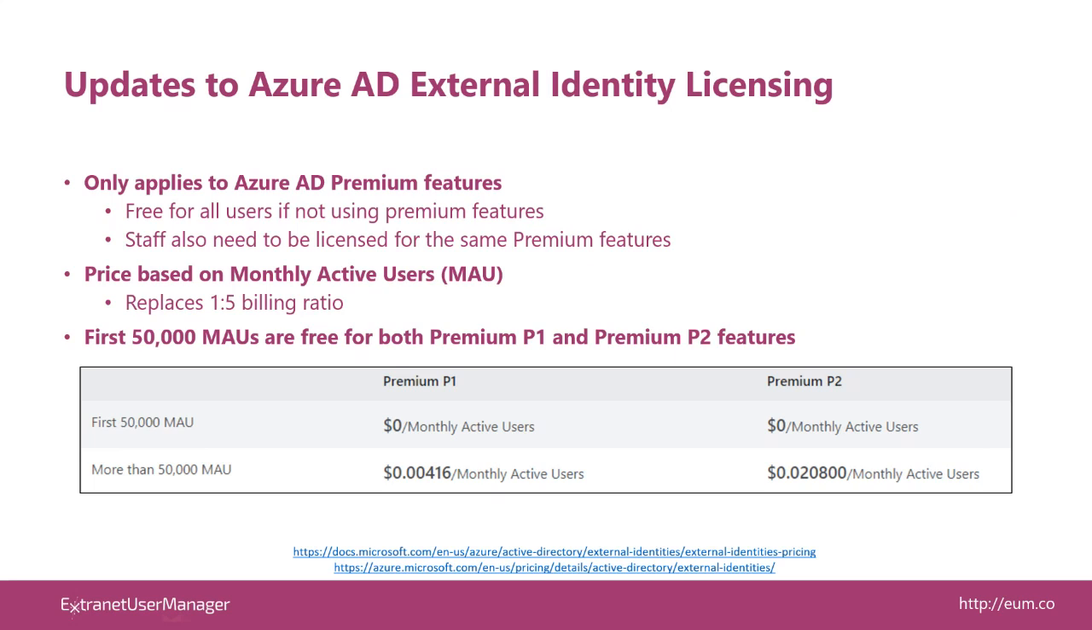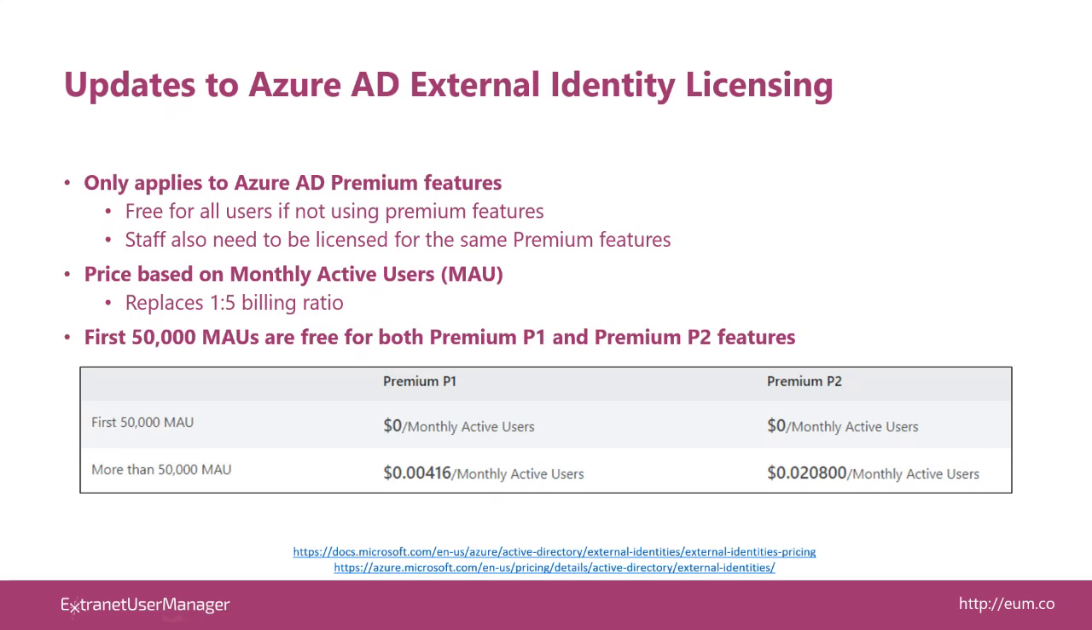And there used to be what was called a 1-to-5 billing ratio. So if I licensed 100 staff for Azure AD Premium Plan 1, I could have 500 external users also use those features. They got rid of that and they said, you know what, let's keep it really simple in this case. So kudos to Microsoft for simplifying this.